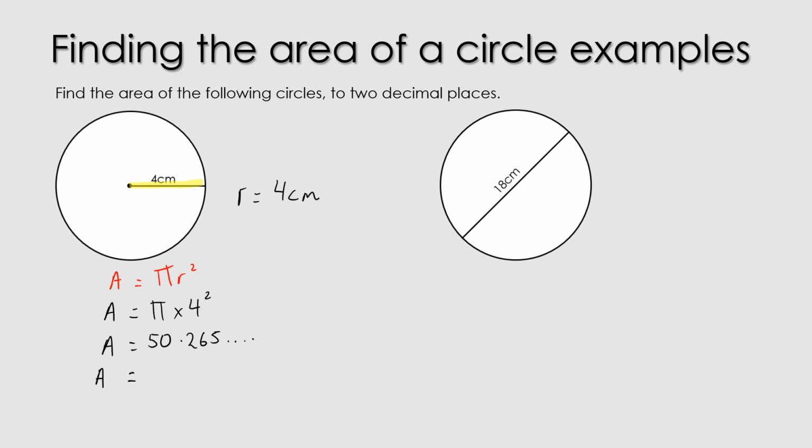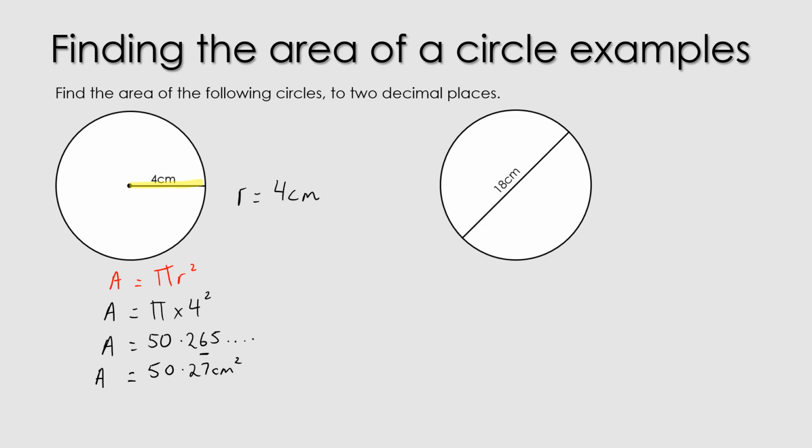Once again, we go to the second digit, which is 6. And then the digit after that tells us what to do with the 6. Because it's 5 and above, that 6 moves up to a 7. So it becomes 50.27, and don't forget our centimeters. But this time, because we're calculating the area, it's always going to be squared, which means to the power of 2. So 50.27 centimeters squared is rounded to 2 decimal places.